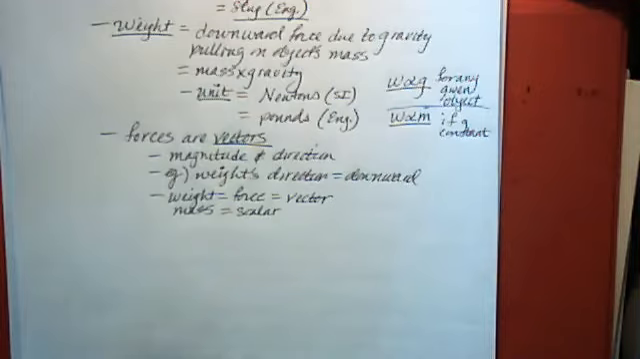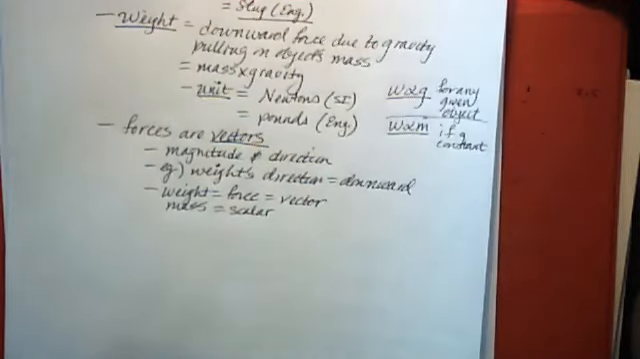Basically, weight is mass times gravity. Whichever one of those is changing, mass or gravity, weight will be proportional to that. If they both change, then weight will be proportional to the overall change in the two quantities.